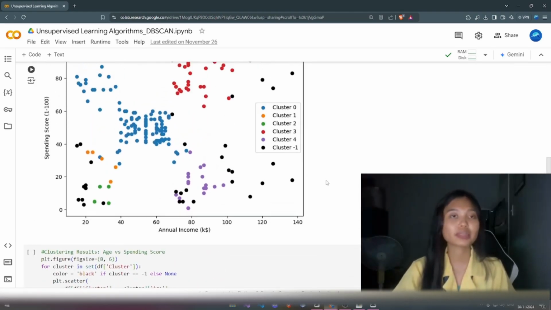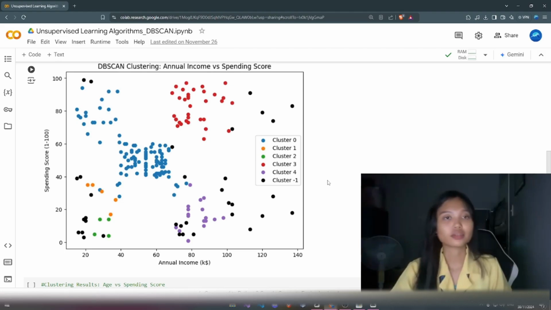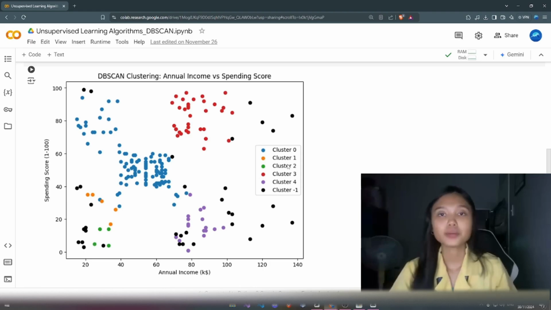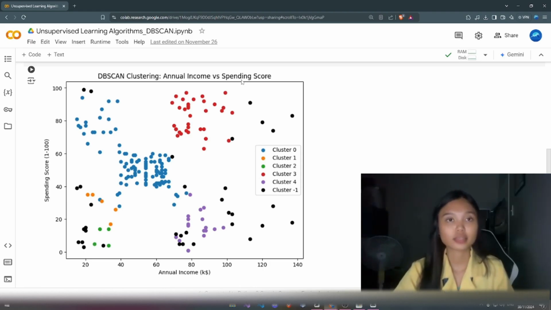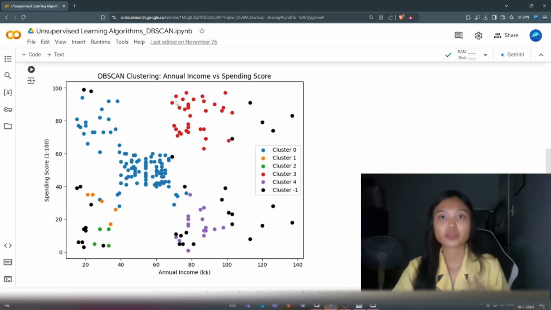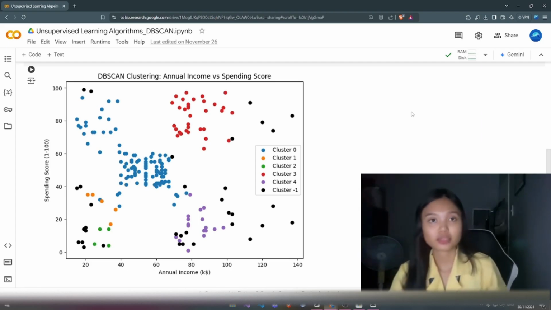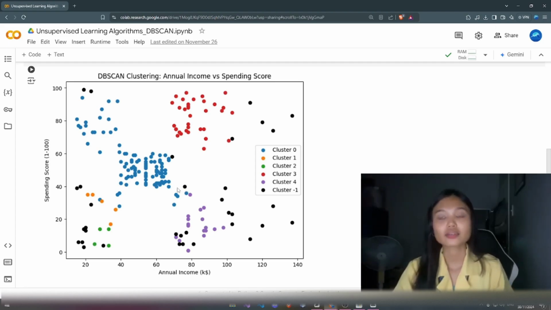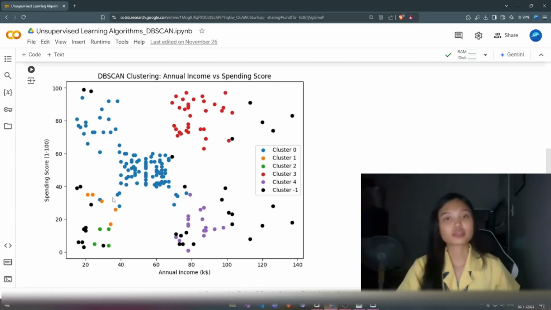For the interpretation of the results, first is the annual income versus the spending score. Here we can see that customers with high income and high spending formed one group. They are premium customers who can be offered VIP services. Another group had low income and low spending. They might respond well to discounts and promotions.